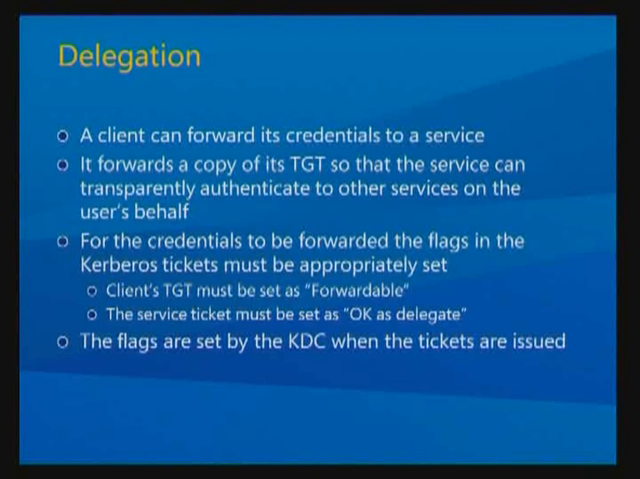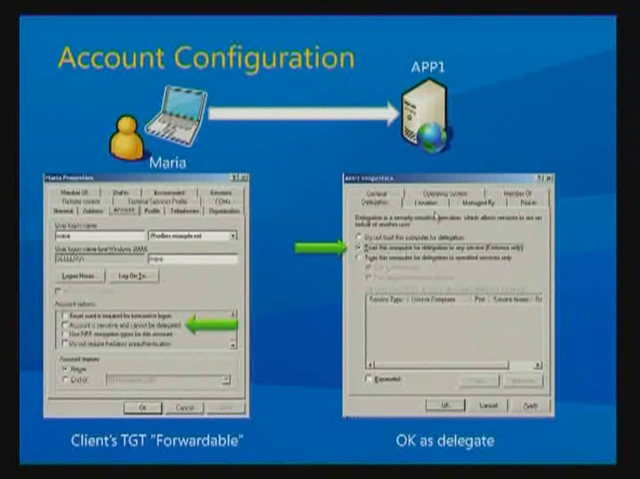So in terms of the account configuration, what we need to do is arrange for Maria's account not to be marked as sensitive. If it's marked as sensitive, she will not have a forwardable TGT. The KDC will not issue a forwardable TGT, right? And then the server must be marked as trust this computer for delegation to any service. And notice it's Kerberos only. That is the same as the Windows 2000 delegation, right? In 2003, we have the extra functionality shown below, but we'll get to that very shortly.